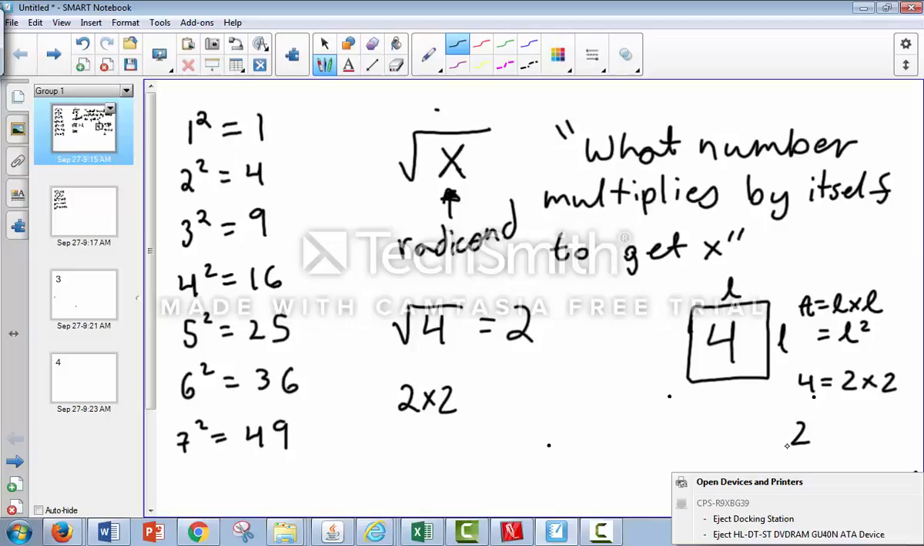Square root is basically asking you, you can either think of it as what number multiplies by itself to get 4, or if I have a square with area 4, what's the length of each side of my square? Same question.